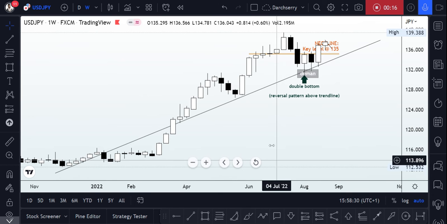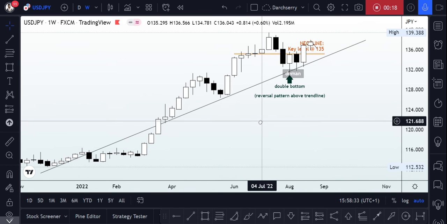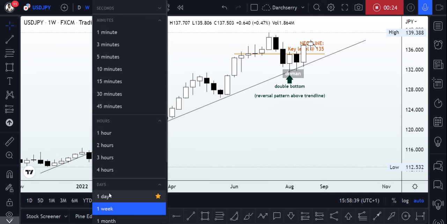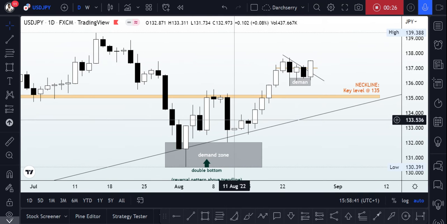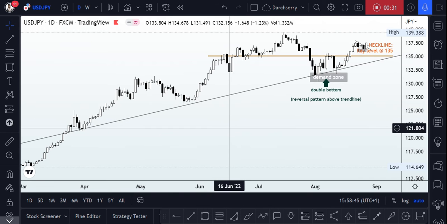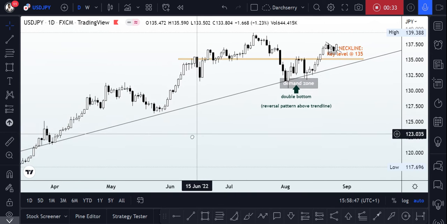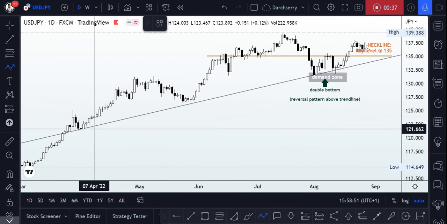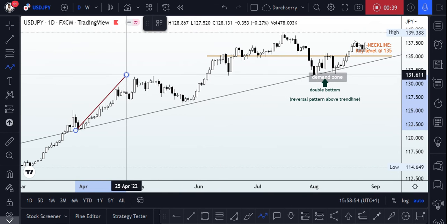This is going to be a follow-up detail on my previous analysis on the USDJPY, where we identified a double bottom structure on the daily time frame. If you remember, we are on a very strong bullish momentum on the USDJPY as price has continued to find higher highs and higher lows on the higher time frame.